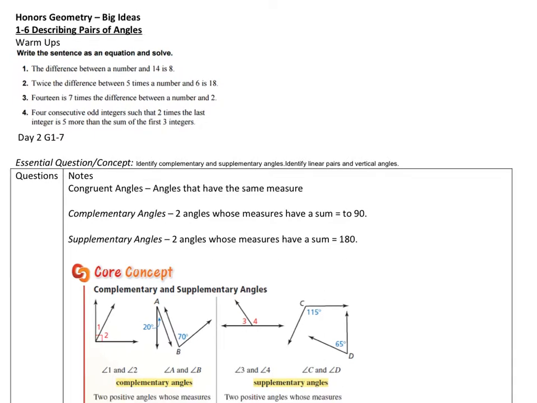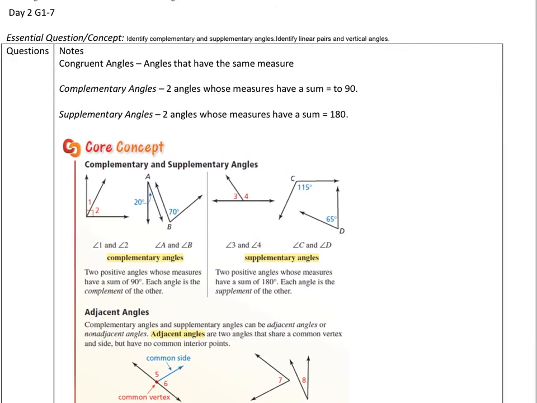So let's take a look at what we have here. Let's just go over some definitions that you already know, but are important to what we're doing today. The first one is congruent angles. Angles that have the same measure are congruent angles, so they would be equal.